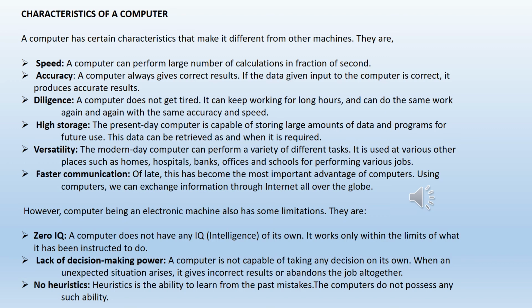No heuristics. Heuristics is the ability to learn from past mistakes. So heuristics means the ability of learning from past mistakes. The computer does not possess any such ability. We humans make mistakes and we learn from our past mistakes. But computers are not like that. So they don't have that ability.